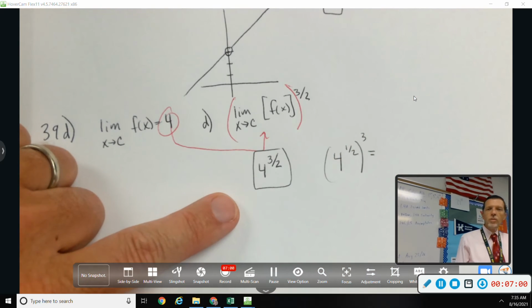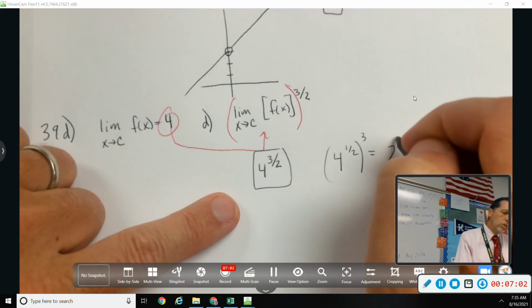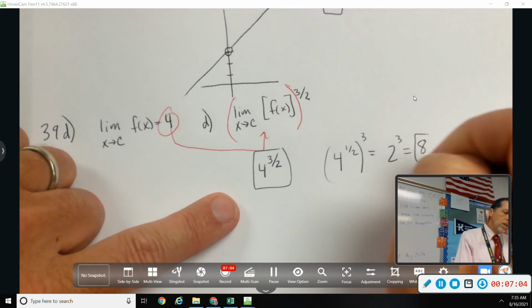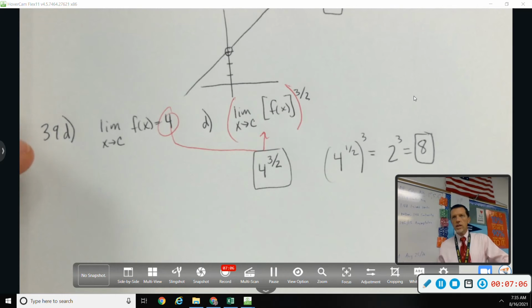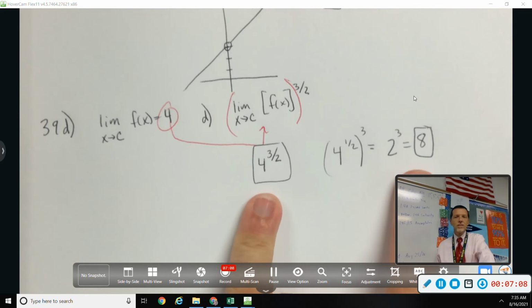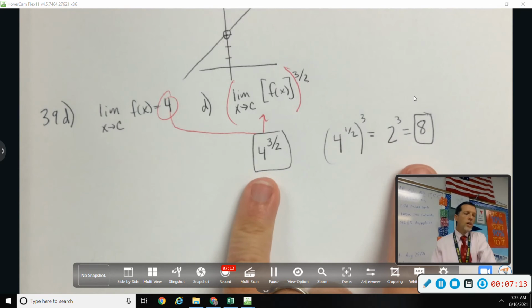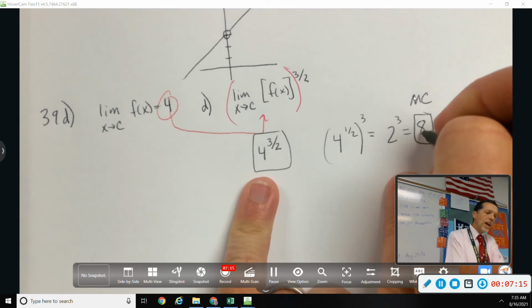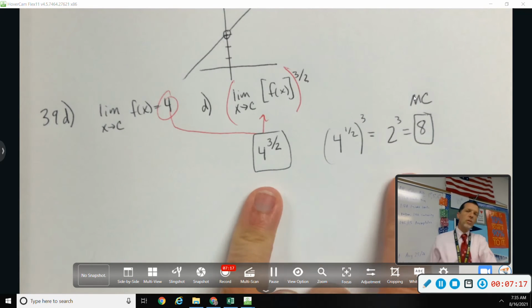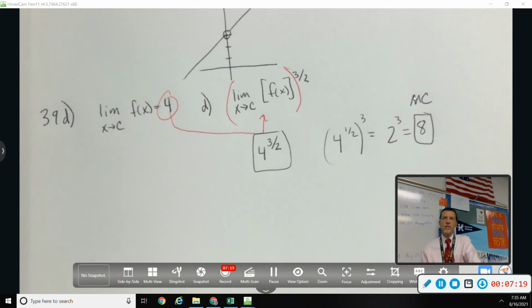So it would be 4 to the 1/2 cubed, so 2 cubed, so 8. So those are identical. Well, identical may be strong. Those are both acceptable answers, but on a multiple choice test, 8 would be the option, not 4 to the 3/2. Andrew?